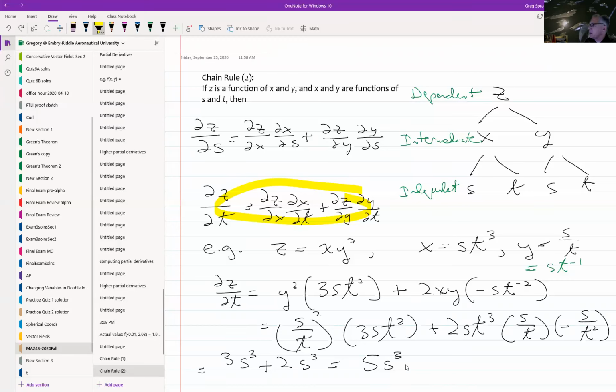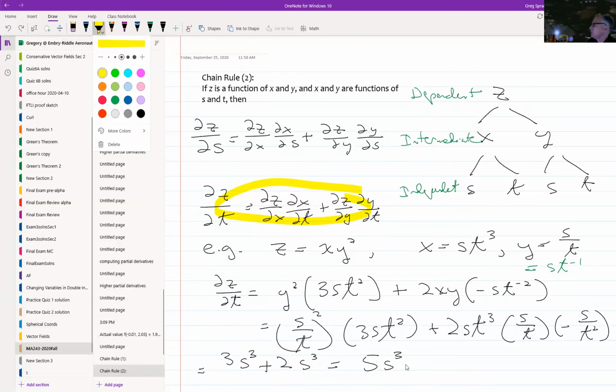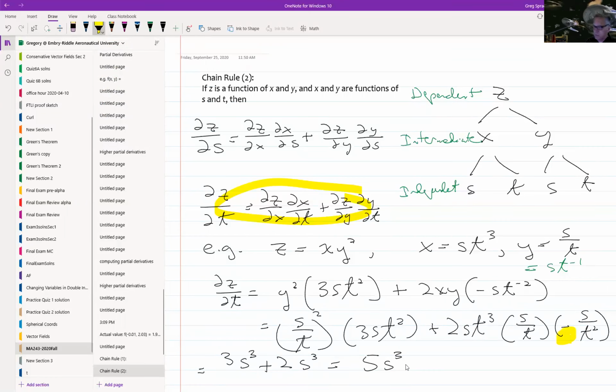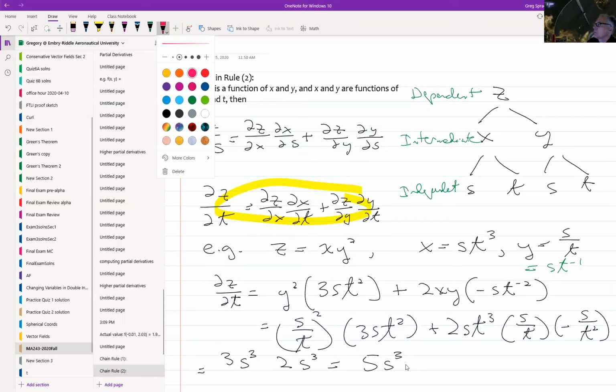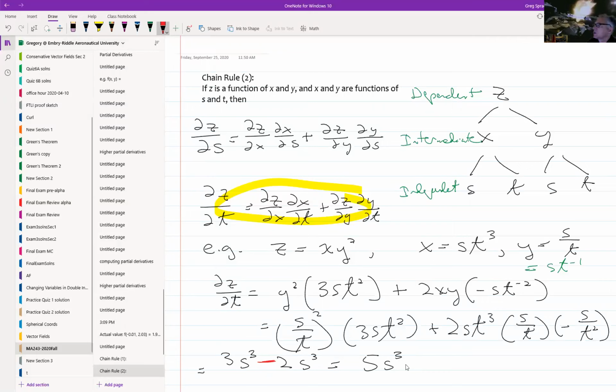But I found out my mistake. I missed that minus sign right there. So that plus should be a minus. And our final answer is s cubed. Okay, sorry about that. And if I had done this problem without the chain rule, then z would have been s cubed t, and del z del t would work out to be s cubed.